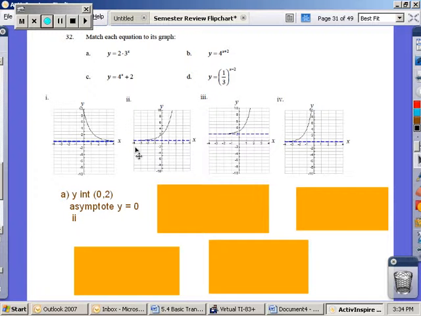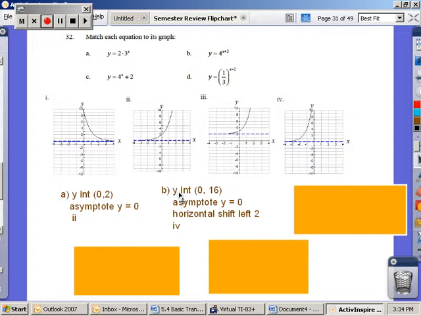Now the only graphs that have growth are 2, 3, and 4. What graph only crosses the y-axis at (0, 2)? And that graph is number 2. Let's go to letter B. y equals 4 to the x plus 2.